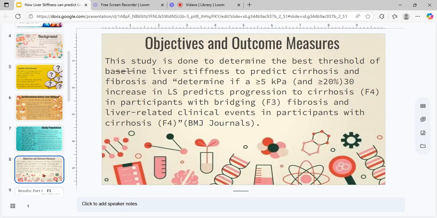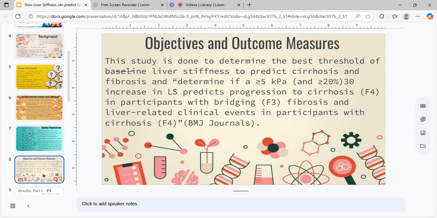All right, so objectives and outcome measures. So this study was done to determine the best threshold of baseline liver stiffness to predict cirrhosis and fibrosis, to determine if a less than or equal to 5 kPa and a less than 20% increase in liver stiffness, LS, predicts progression to cirrhosis, which is F4, in participants with bridging F3 fibrosis, and liver-related clinical events in participants with cirrhosis.